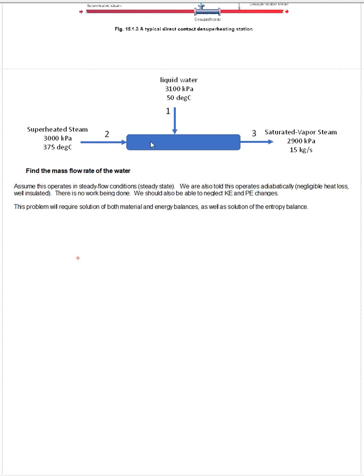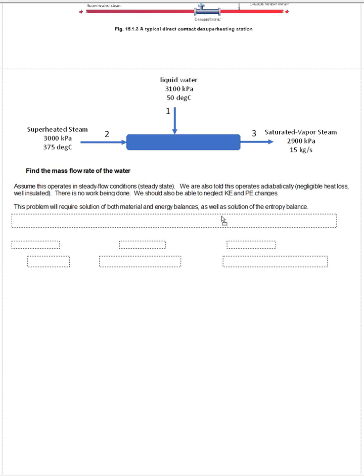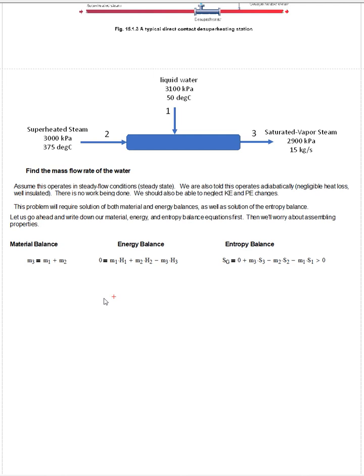And as is probably obvious, we do not need to worry about kinetic and potential energy changes. Those are also going to be negligibly small. So we've already talked about the fact that we are going to have to use energy and material balances to solve this problem. That should be fairly obvious to you by now. But also realize we're going to need the entropy balance. So let's bring up these equations first before we go any further.